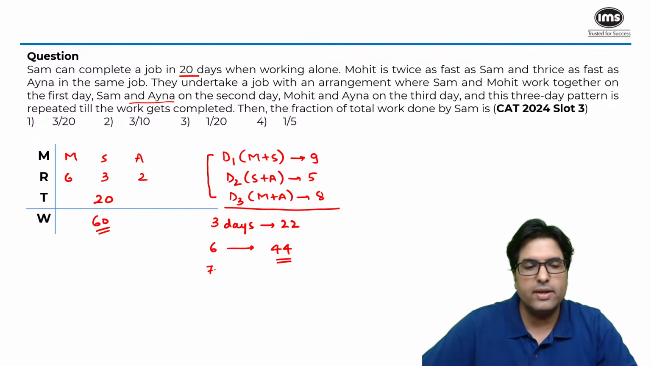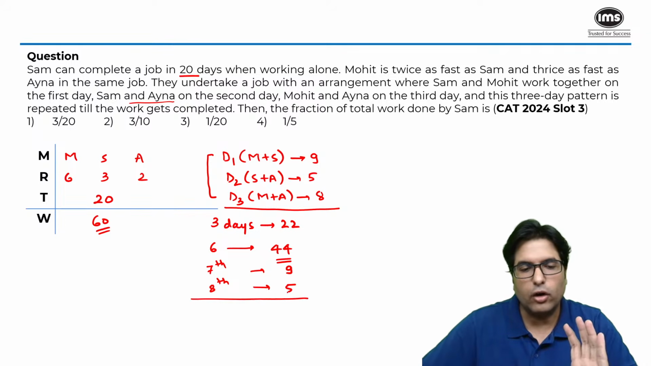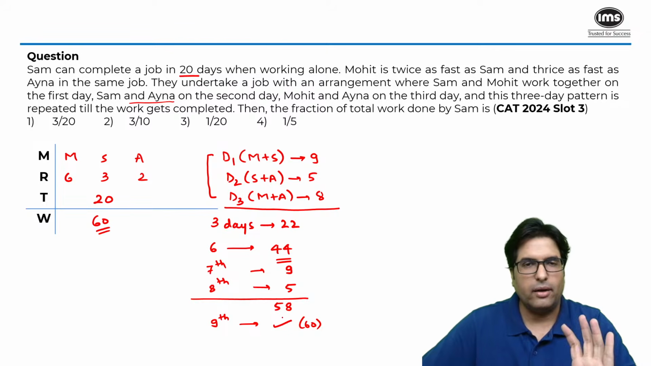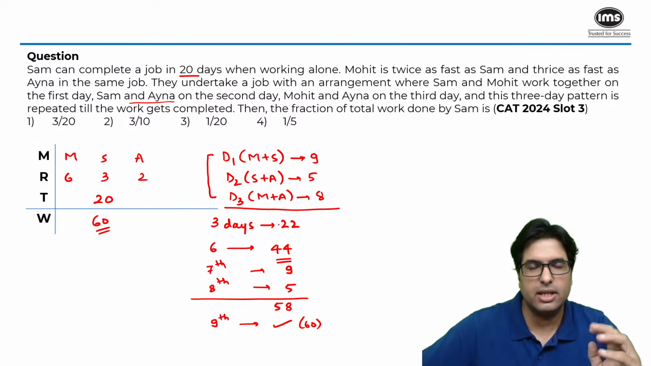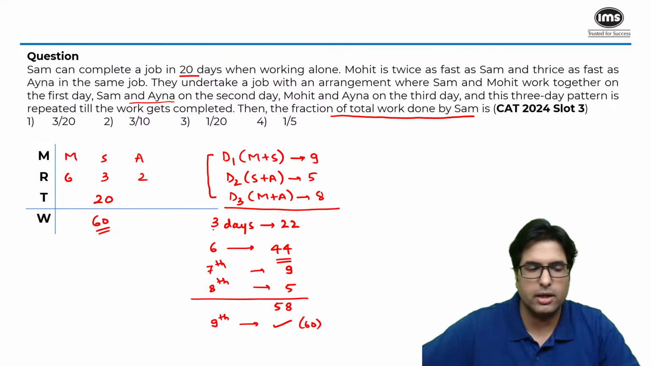So for the 7th day, you will have 9 units of work done. For the 8th day, you will have 5 more units of work done. So in 8 days, again 14 and 44, you will have 58 units of work done. And a part of the 9th day would be required to complete the work of 60 units. I will take care of exact timelines, but let us see what is being asked. What fraction of the total work is done by Sam?